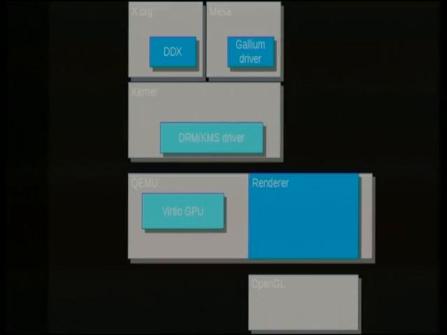So yeah, basically the top 3 boxes are in the guest. There's the kernel, Xorg, and Mesa. There's a KMS driver in the kernel. There's a DDX in Xorg, and there's a Mesa Gallium driver. That's the same as a real hardware device. It's no different, as you'd expect.